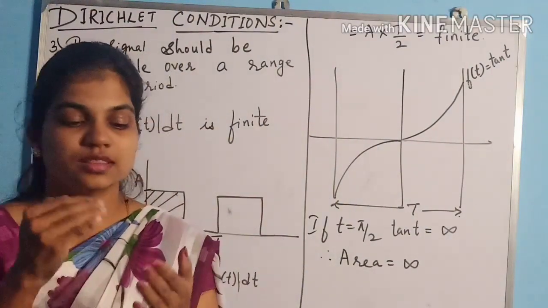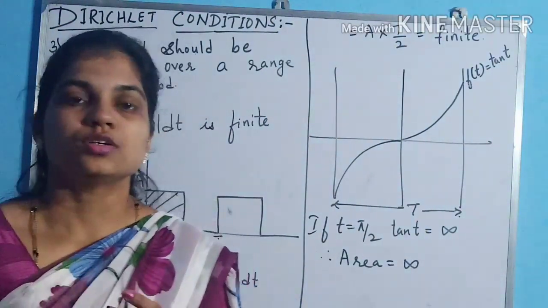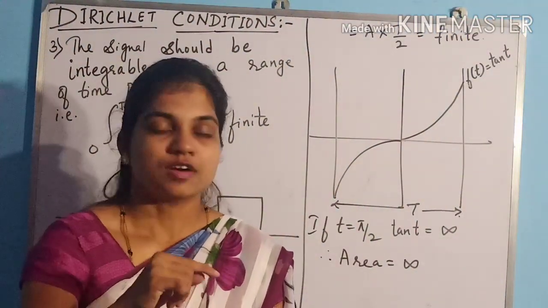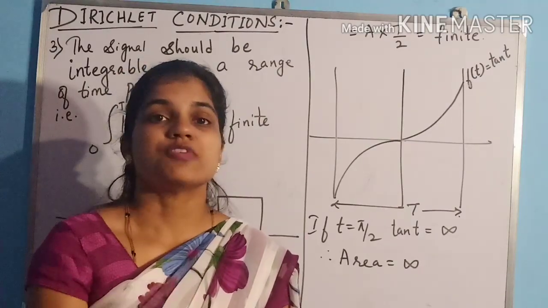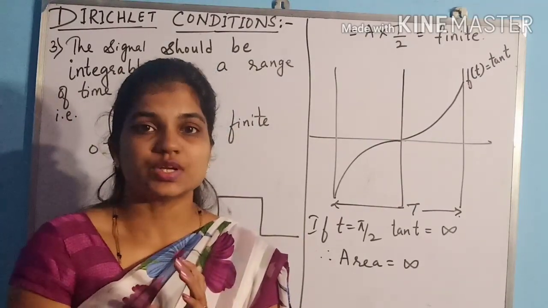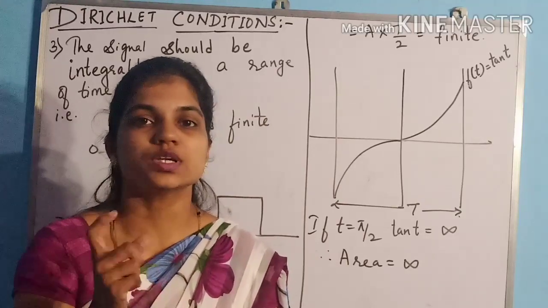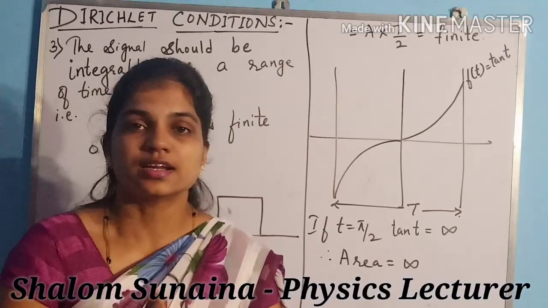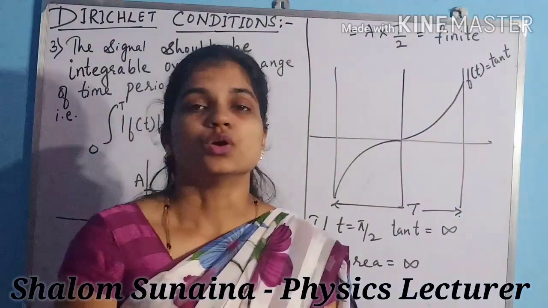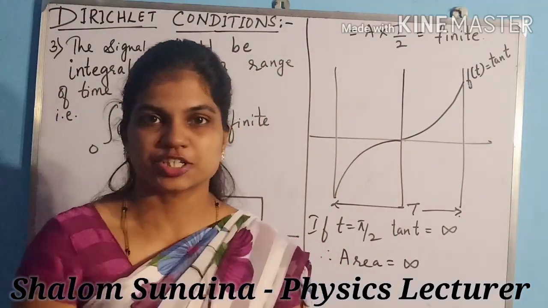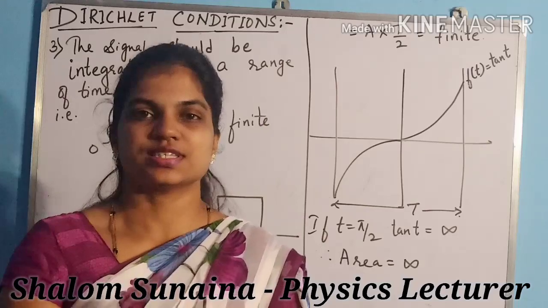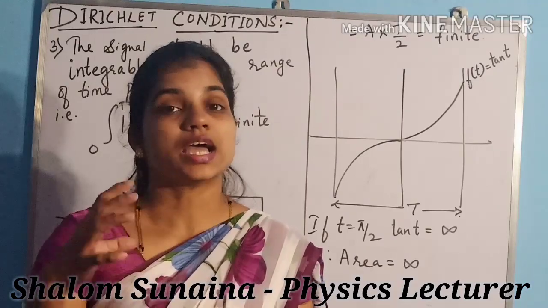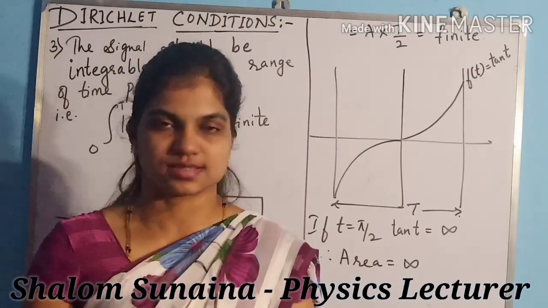So in all these three conditions, we are talking about finite and infinite: finite number of maxima and minima, finite number of discontinuities, finite area. These are the three conditions for the Fourier series to exist. I hope the Dirichlet's conditions are clear to you all. In this video, we have studied the introduction of Fourier series and the Dirichlet's conditions. So we have seen how the Fourier series came into existence and the conditions for its existence.